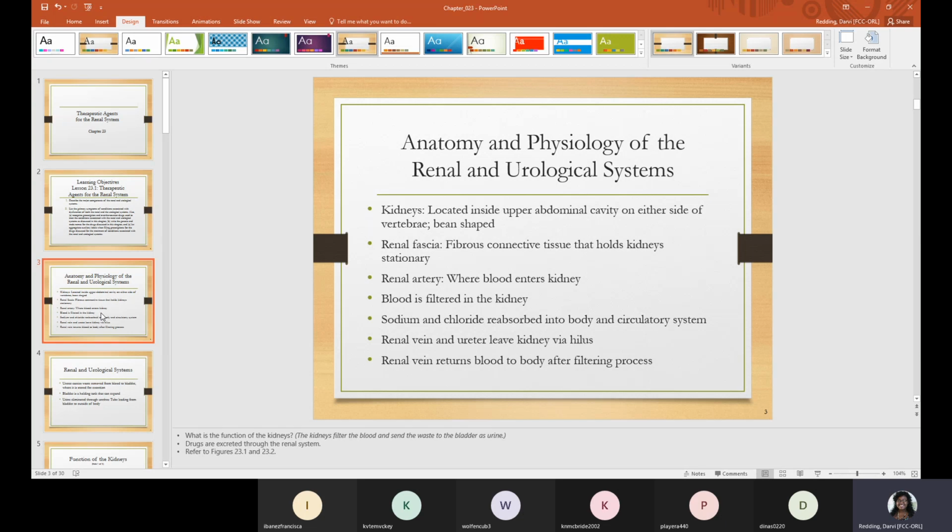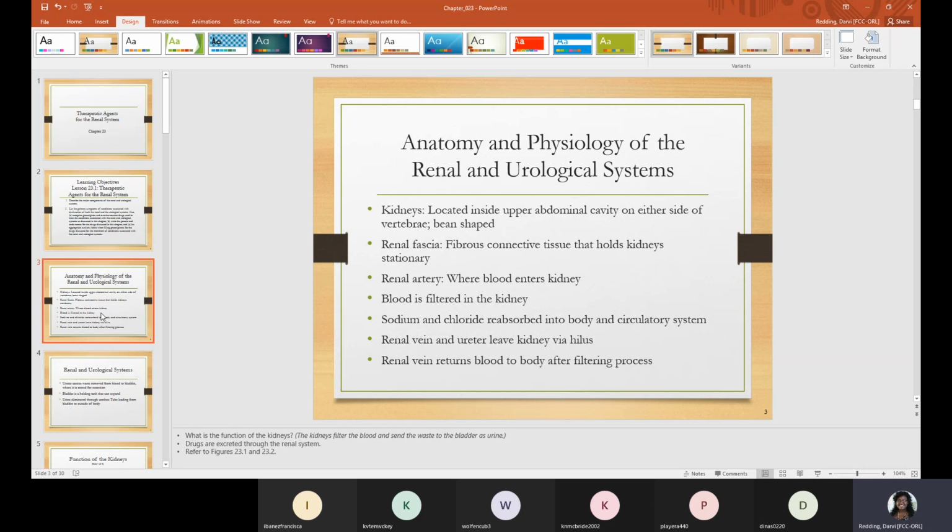So you might ask, as I shared with you, the kidneys represent the input and output. What is the direct function of the kidneys? The kidneys filter the blood and send the waste to the bladder as urine. That's better known as your liquid waste. When medications are taken, the drugs are excreted through the renal system. So some medications, if taken, could harm your kidneys, but there are some medications that can be taken to help protect the kidneys, even though the medications are excreted through the renal system.